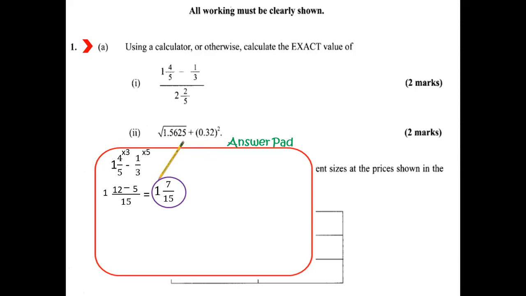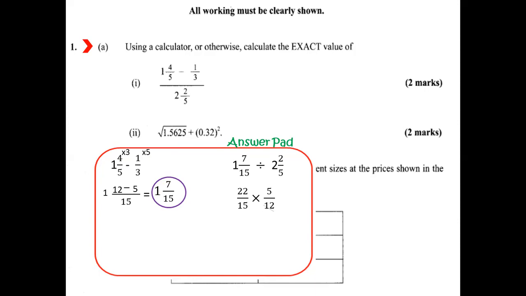But as per usual, they're asking us now to divide that answer by 2 and 2/5. All right, if we convert at this point to improper fractions, 1 times 15 is 15 plus 7 is 22. Then 2 5s are 10 plus 2 would give us 12 over 5. But when dividing fractions, we change the sign to multiplication and then what? Reciprocate the fraction on the right.